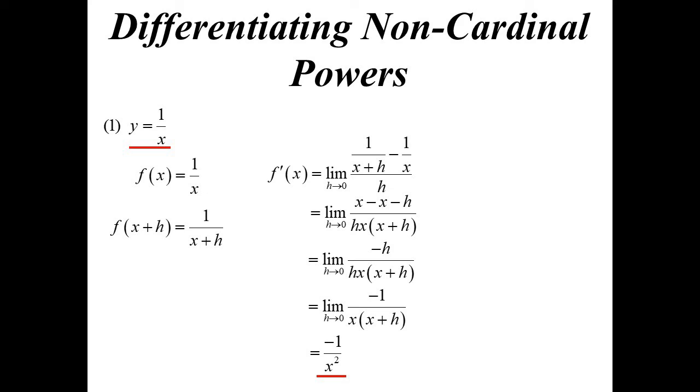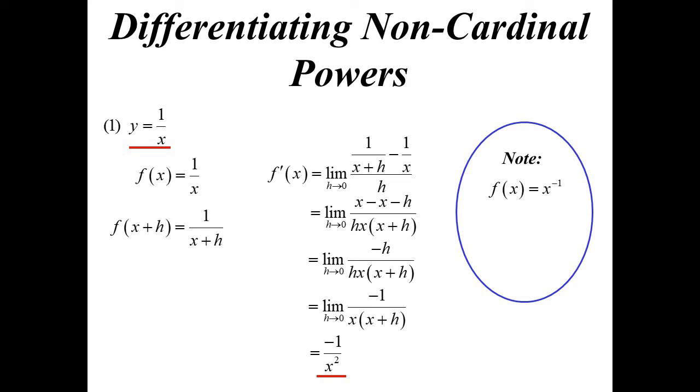Now why is that significant? Had I used the rule that we already know, then I would have said, well, 1 on x, that's the same as x to the power of negative 1. And our rule said we could bring that power down and then lower the power by 1. So if I bring the negative 1 down and lower the power by 1, I get minus x to the minus 2, which of course is minus 1 on x squared. So it appears that we don't have to have a positive whole number like a polynomial. It will work with negative indices as well. Oh, that's good. What about fractional?